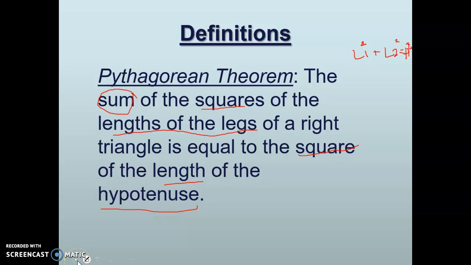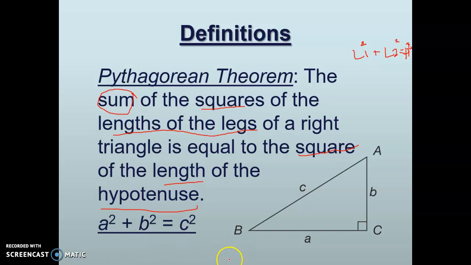Now, most of the time you will not see that written as leg 1 squared plus leg 2 squared equals hypotenuse squared. You will see it written with this notation: a squared plus b squared equals c squared. If you look at this, you can see that this is a leg and this is a leg. So our a and our b are legs because they form the right angle. And across from the right angle is the hypotenuse, represented with c here.